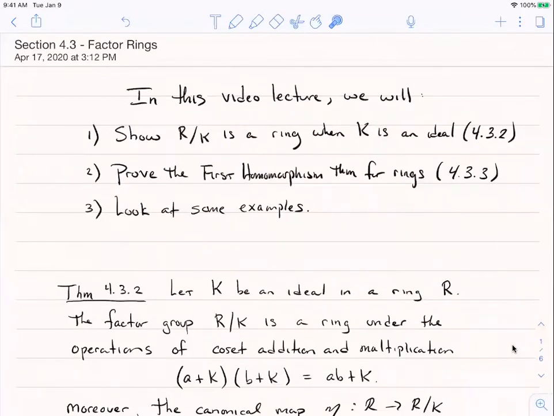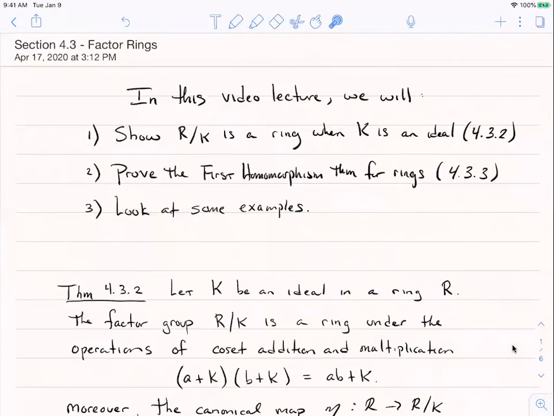And then I want to prove the analog of the first homomorphism theorem for rings. That's theorem 4.33. And then we'll look at a couple of examples. It sounds like a daunting task as we set out here, but it's really going to go pretty smoothly because a lot of the heavy lifting is already done in our group theory.